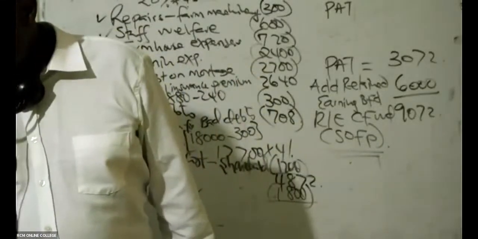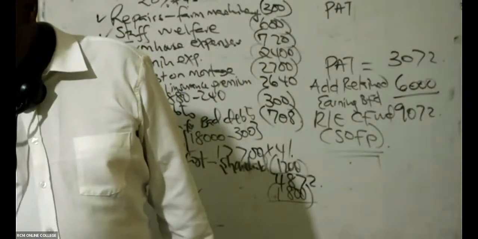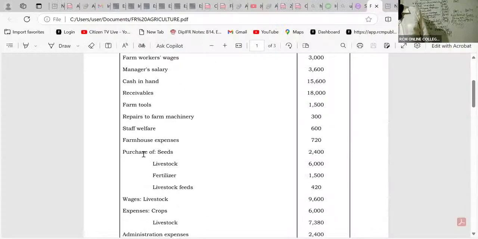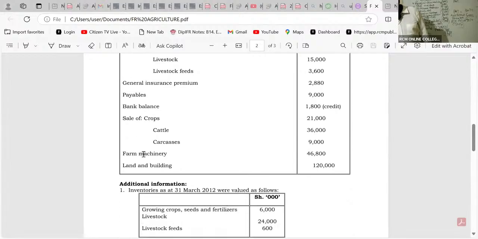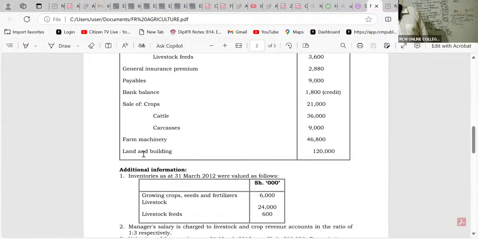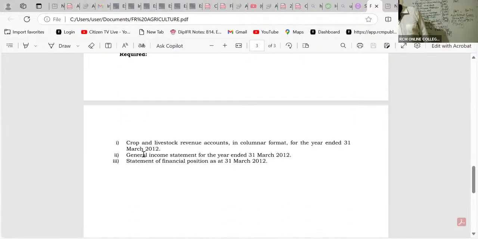Then if you allow me, I will put the last section of this question. The last section of this question is not tough at all. I like the balance sheet because the balance sheet has so many free marks.